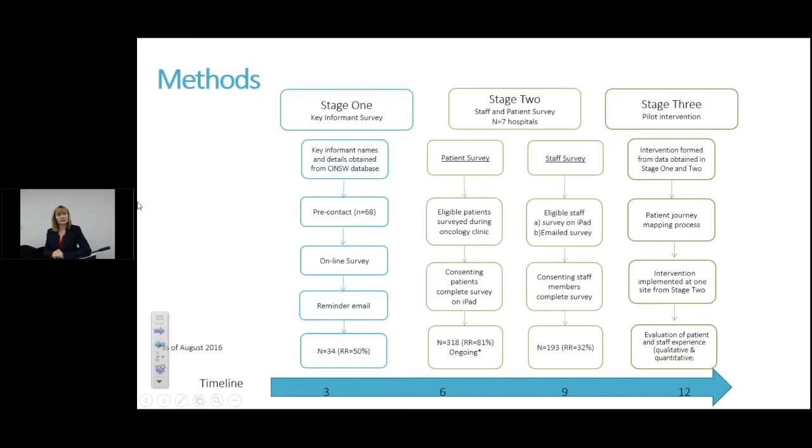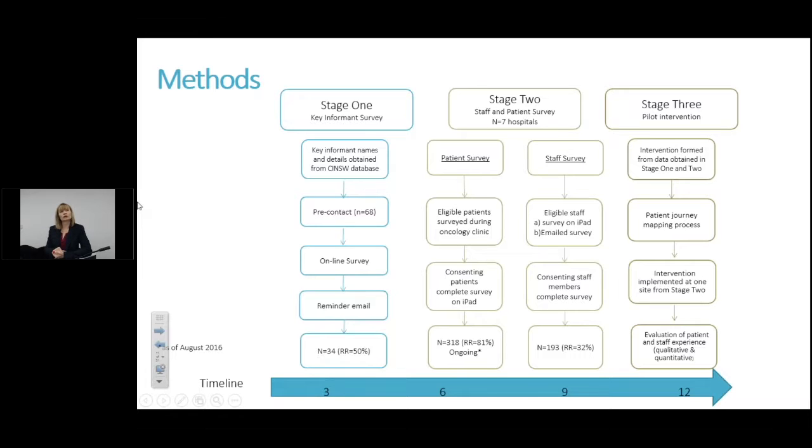The first stage is a key informant survey, and that involves particularly cancer services directors, cancer care coordinators, those kinds of people. And we had their contacts from the Cancer Institute's database. We tried to warm them up with some pre-contacting, did an online survey, some reminders, and we ended up with about half of the people that we had hoped to get there who completed that survey.